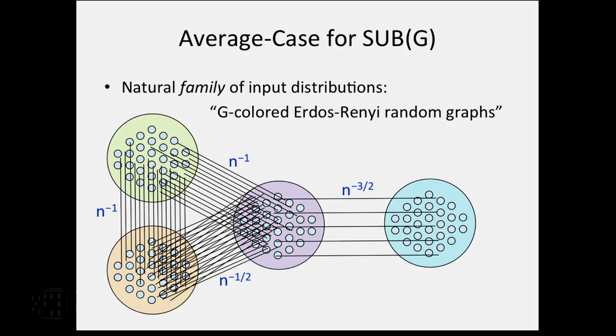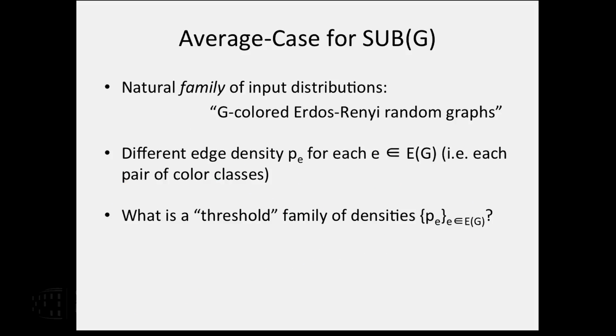So what's the average case now for the colored subgraph isomorphism problem? And now there's no longer one canonical choice of product distribution which you could look at, but rather you get a family of input distributions which you might call G-colored Erdős-Rényi random graphs. So we're going to allow a different edge probability for each pair of color classes. And there's a really nice characterization of what is a threshold for these random graphs. So let me just tell you.